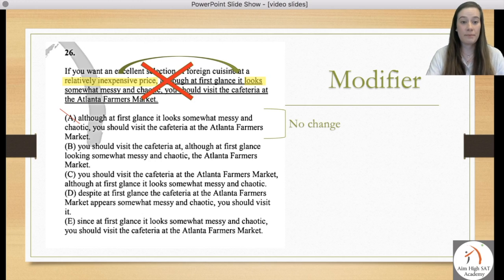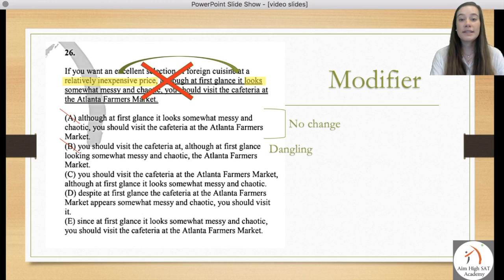Let's look at answer B. You should visit the cafeteria at, although at first glance looking somewhat messy and chaotic, the Atlanta Farmers Market. Now, in this case, you can see that the modifier is misplaced, and that's what we call a dangling modifier. So, we can eliminate B. C. You should visit the cafeteria at the Atlanta Farmers Market, although at first glance it looks somewhat messy and chaotic. That seems pretty good, so let's keep it in mind while we look at D and E.